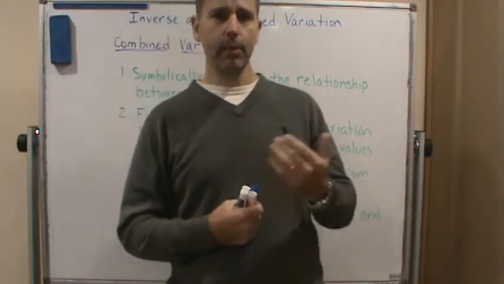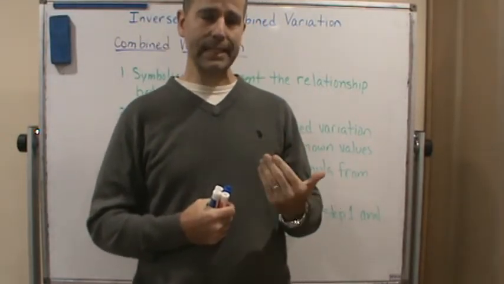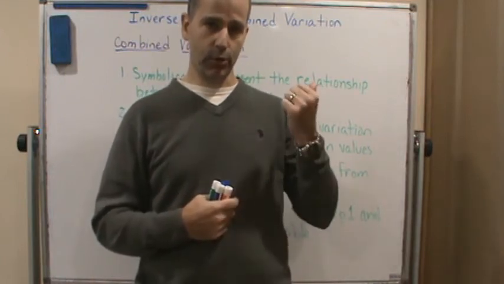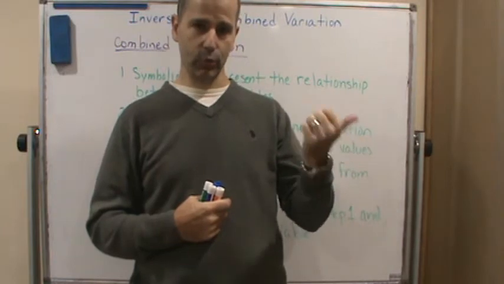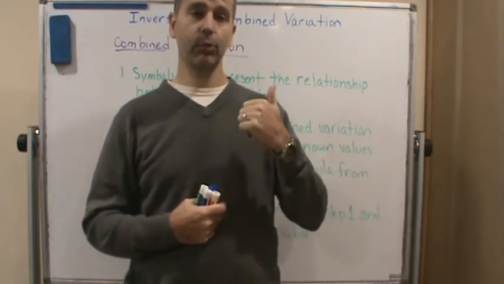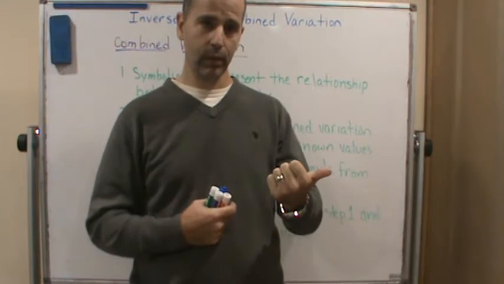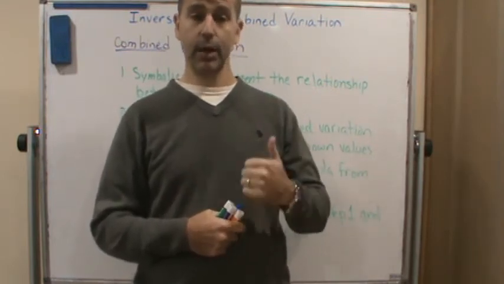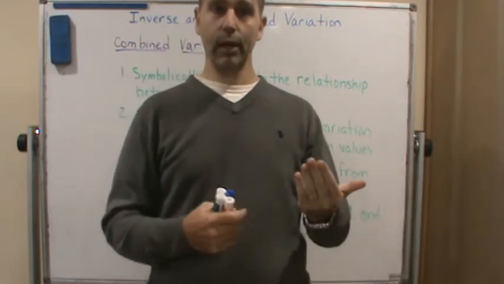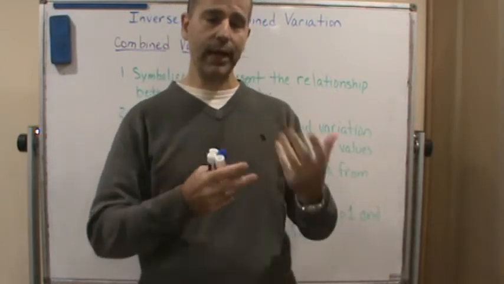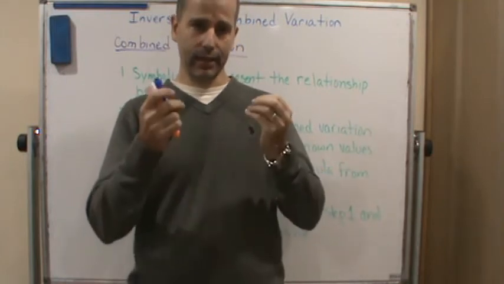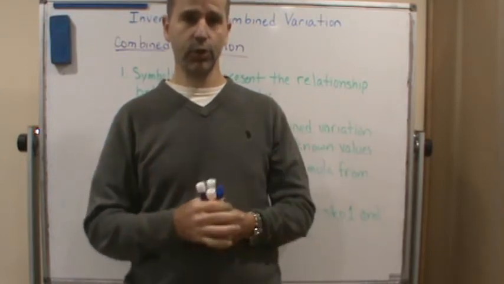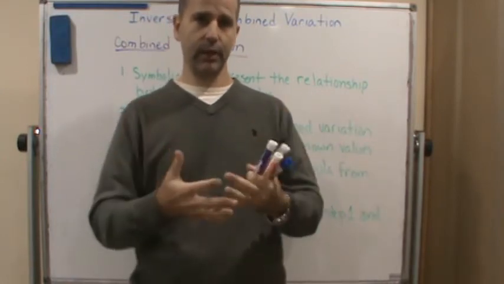Okay, so there are lots of examples of where you have multiple variables and some variables are directly related to each other. They have direct variation. There are other variables within the same context that are inversely related to each other, and some that are even jointly, right? So what happens if you have multiple variations going on in a context, in a problem? And that's what we call combined variation. So you're combining these different variations into one problem.